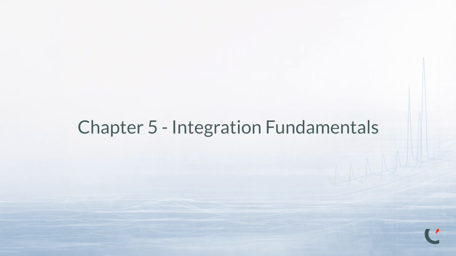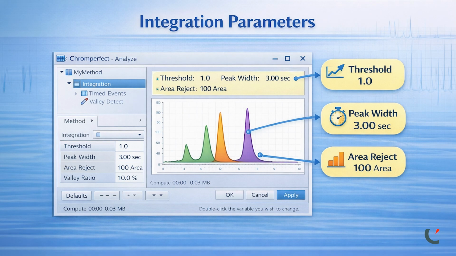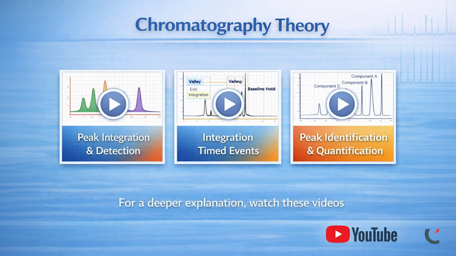In this chapter, we will introduce the fundamentals of peak integration within Chromperfect. Integration is the process used to identify peaks within a chromatogram and calculate the area or height associated with each peak. Before continuing, it is important to note that the detailed theory behind chromatographic integration is already covered in a separate playlist on our YouTube channel.